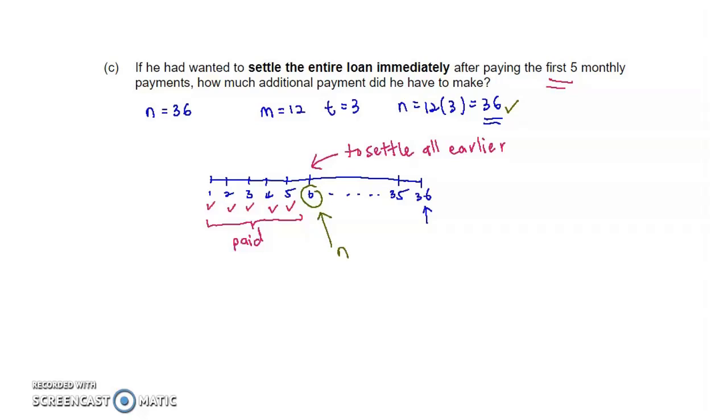Okay, so n equal to, the original number of payments is 36. We already made payment for 5 months, right? We already paid for 5 months. So how many payments do we have left? 36 minus 5, which is 31 payments. So on the 6th month here, we want to pay for 31 payments.